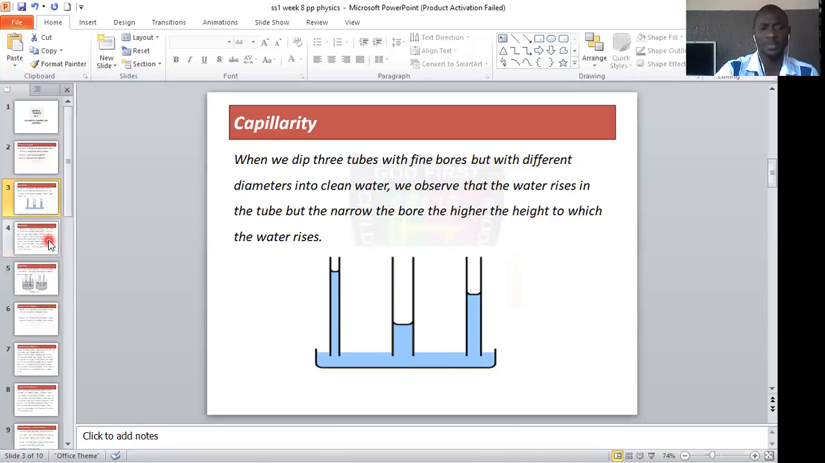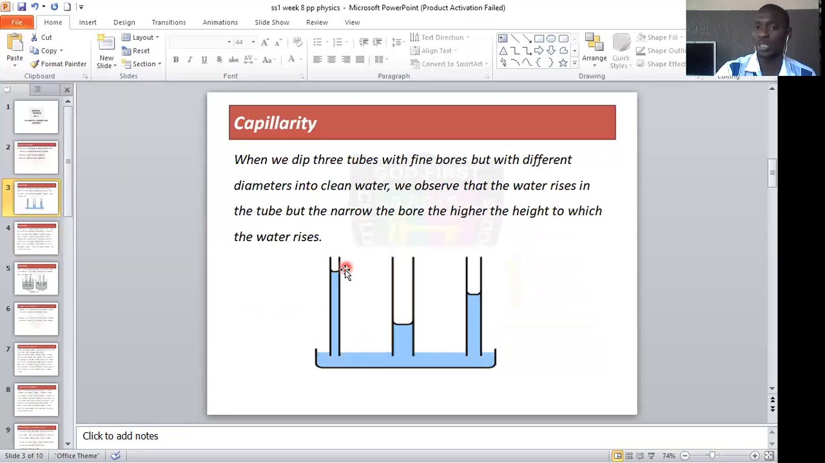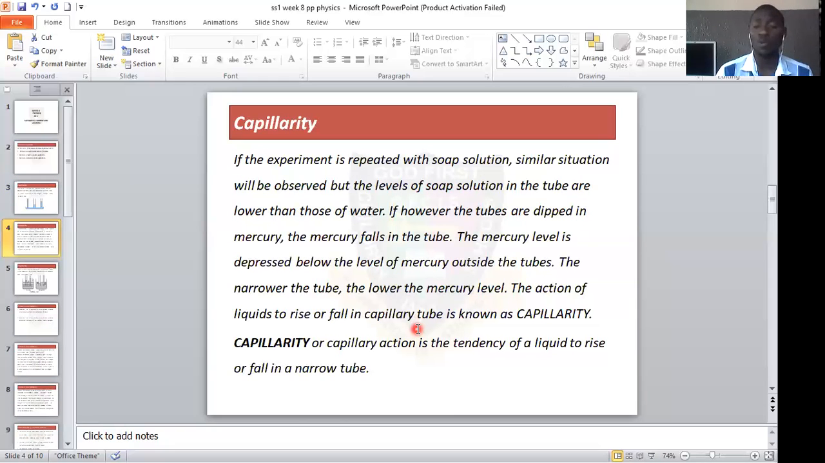Another experiment says, if however the tubes are dipped in mercury, the mercury falls in the tube, it doesn't rise. Mercury will not rise in the tube, but it will fall even below the mercury surface outside. You can see the water rises above the water level to this length, showing the narrower tube, the next one, and the bigger one. But in the case of mercury, it doesn't rise. It falls below the level of the mercury outside. So mercury falls in the tube.